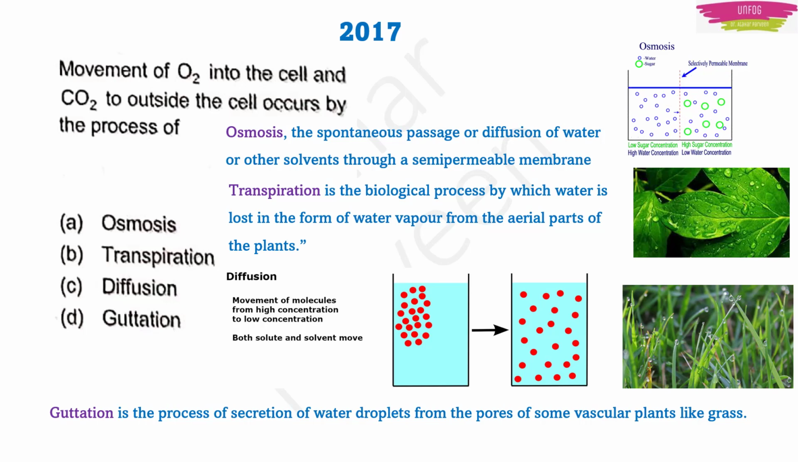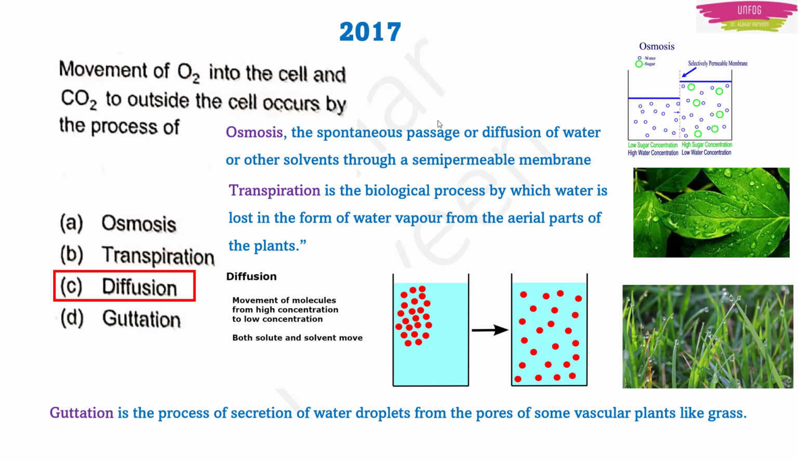So from this discussion, we find that diffusion is the answer for this question, because when there is a maximum of oxygen in the cell, that means high concentration of oxygen in the cell, then that oxygen will come out of the cell, and then a gap is created in the cell, right? Then carbon dioxide from outside the cell will come inside the cell. So here you can see that the oxygen is moving from high concentration to low concentration.